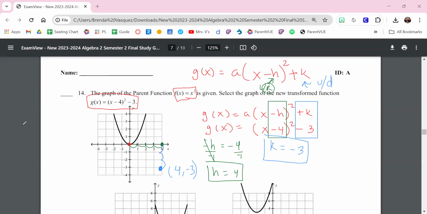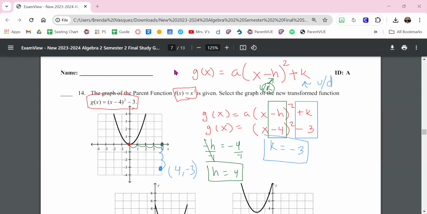Let me save an image. Which one fits that model, guys? It moved to the right 4 steps, and it went down 3. You guys have your graphs. I can't see them because I'm going to move the work. Is it A? Yep.